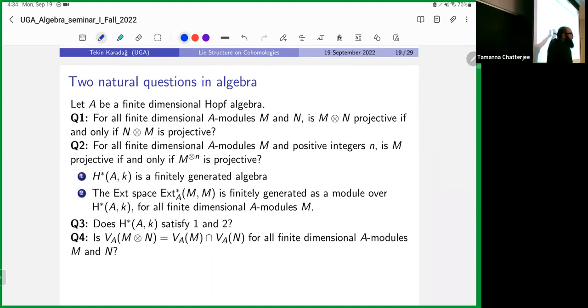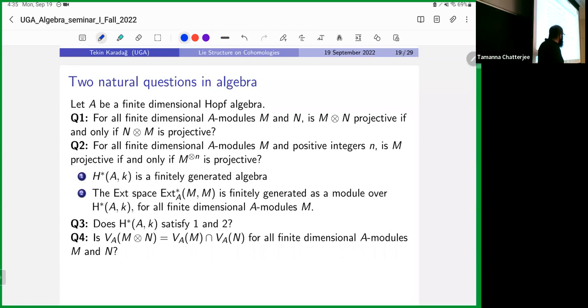I put two conditions here. The first one is that Hochschild cohomology is a finitely generated algebra. The second is that Ext^*(M, N) is finitely generated as a module over the Hochschild cohomology algebra, for all finite dimensional modules. So two questions arise. The first one is: does Hochschild cohomology satisfy the first and second conditions for any A, or for which A does it satisfy the first and second conditions?